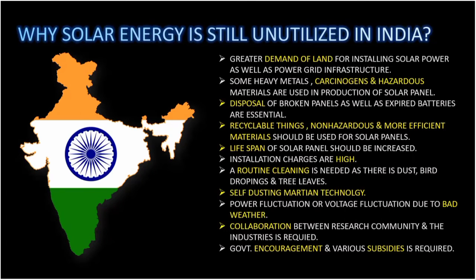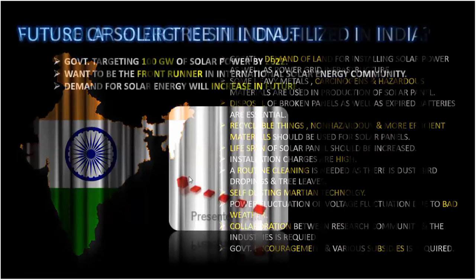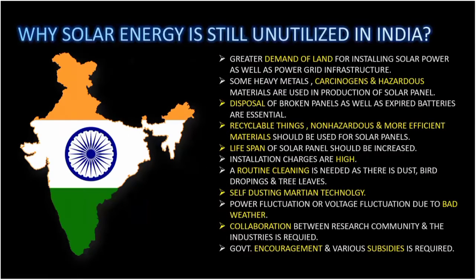This is the most important slide of our presentation, which gives information on why solar energy is still unutilized in our India. There will be great demand of land for installing solar power instruments as well as power grid infrastructure. The pressure for utilizing more cultivated lands is to be reduced by giving more preference to rooftops, desert areas, wastelands, and inland water bodies.